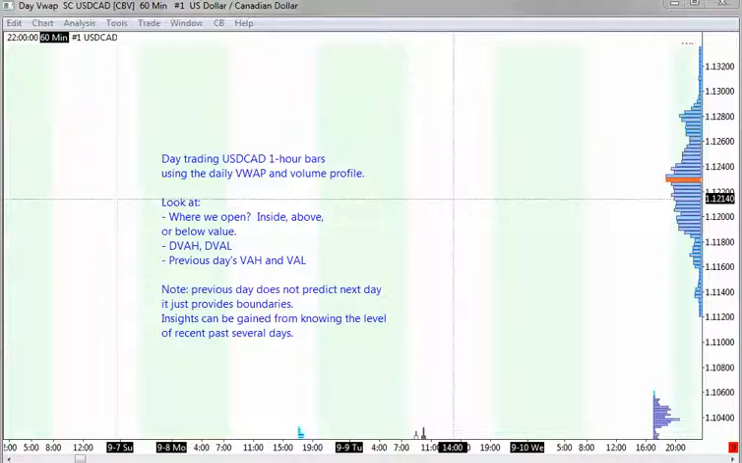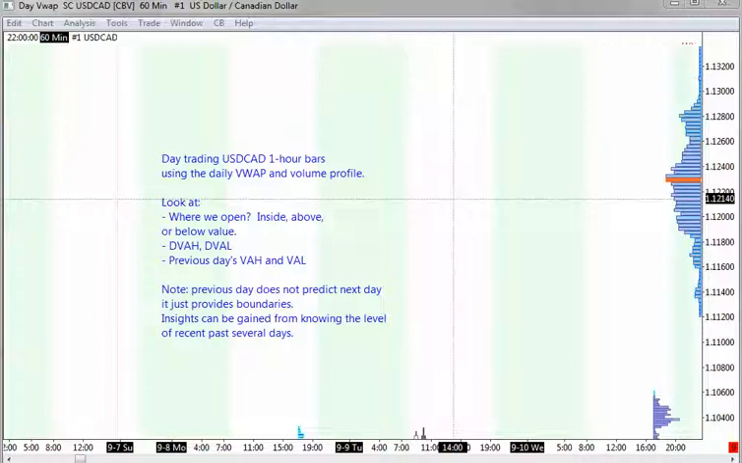One note is the previous day does not predict what the next day will be, but what it can do, it provides boundaries. So the highest high for the day and the lowest low will give you boundaries for where you can think of potential areas to target or potential areas to take trade from, or potential areas to determine where stops would be. The insights, however, can be gained from knowing the level of the most recent past several days.